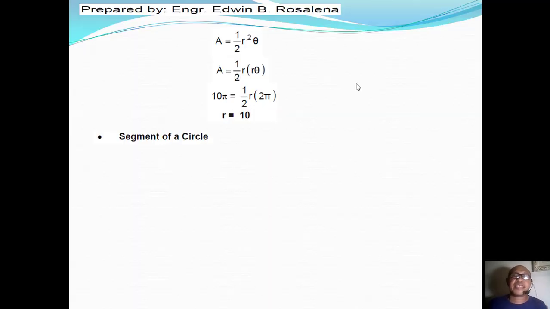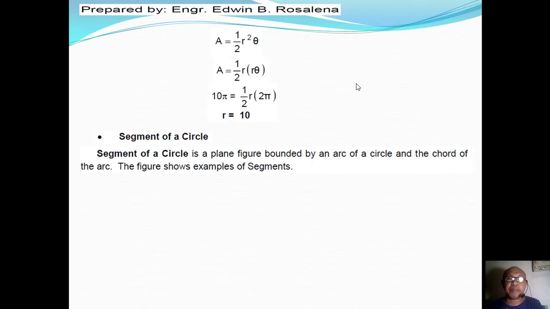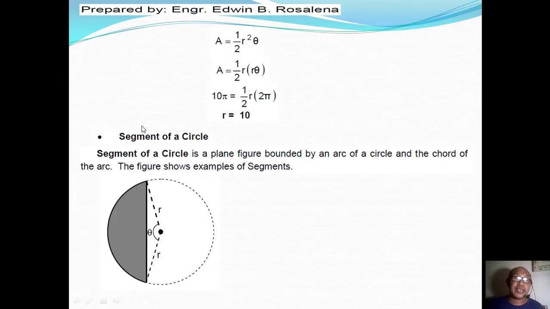Okay. What is a segment of a circle? So a segment of a circle is a plane figure bounded by an arc of a circle and the chord of the arc. So bounded by an arc and the chord of the arc. So we have here our figure. So from a circle, we cut a portion containing a chord and the arc of the chord. Okay. So we have here a segment of a circle.